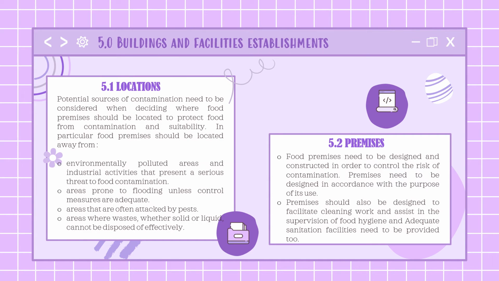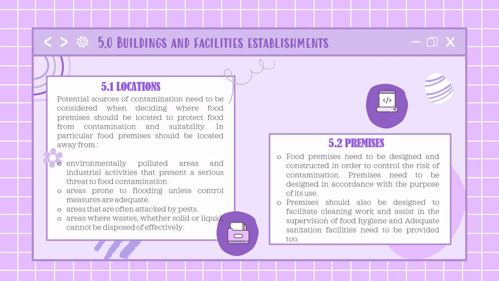Buildings and facilities establishments. 5.1 Locations. Potential sources of contamination need to be considered when deciding where food premises should be located to protect food from contamination and for accessibility. In particular, food premises should be located away from environmentally polluted areas and industrial activities that present a serious threat of food contamination, and one of them is areas that are often attacked by pests. And a few more.